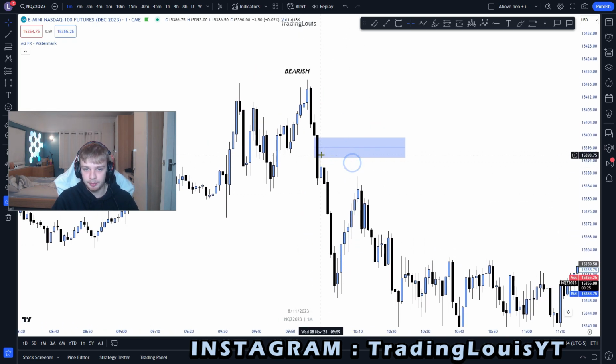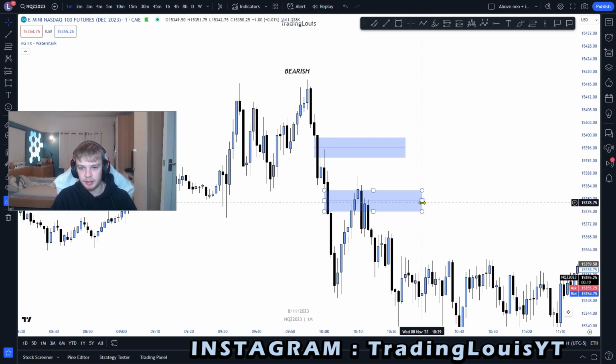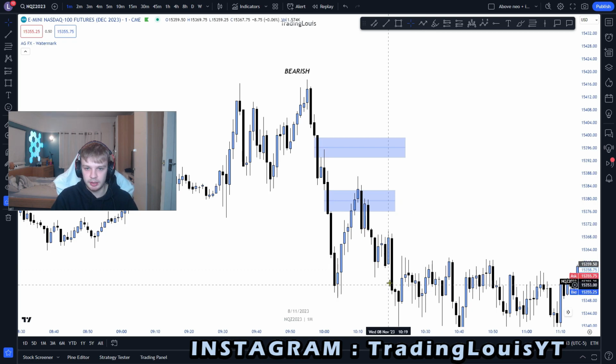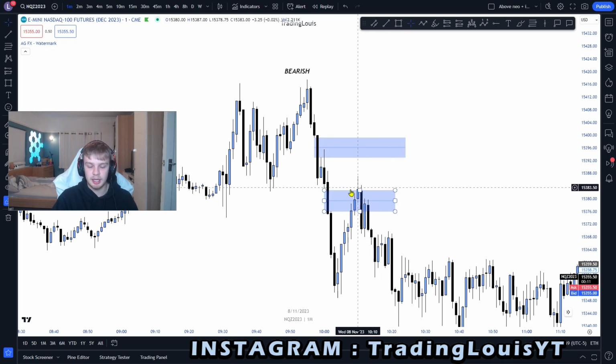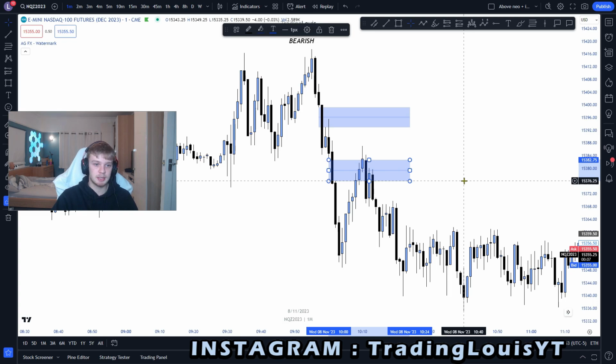So right here, price comes into this fair value gap and carries on going down. Then here as well, price comes into this fair value gap and carries on going down. It doesn't matter if the wick goes above your fair value gap, as long as the candles stay inside of it, then your fair value gap is still valid.